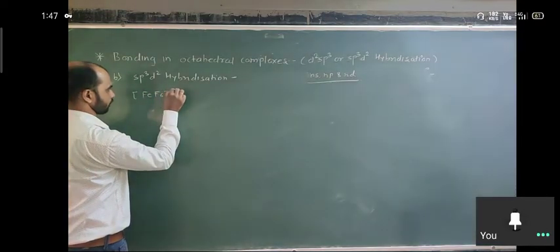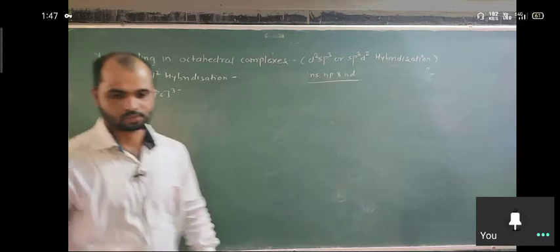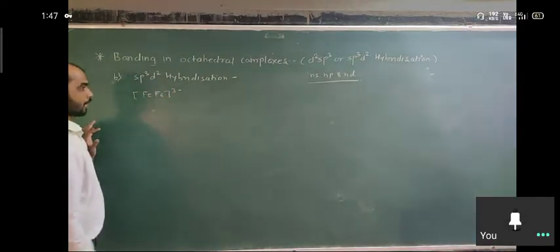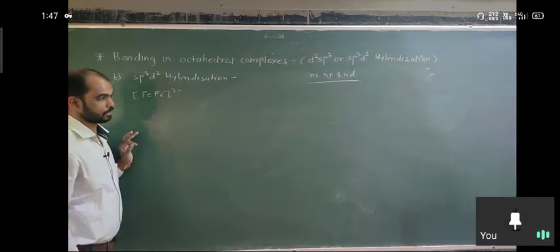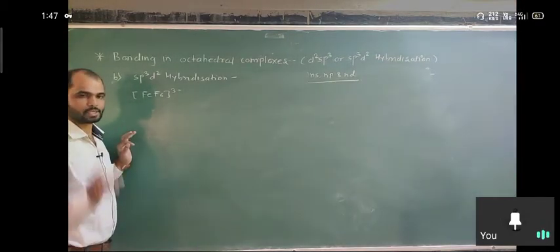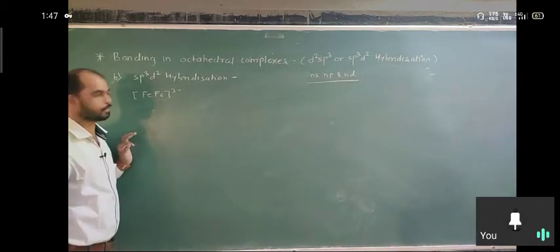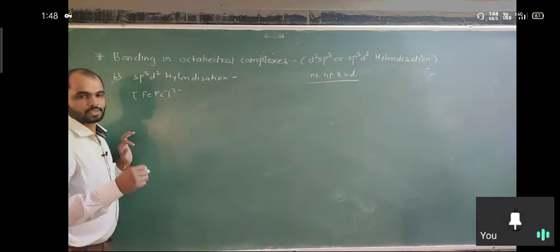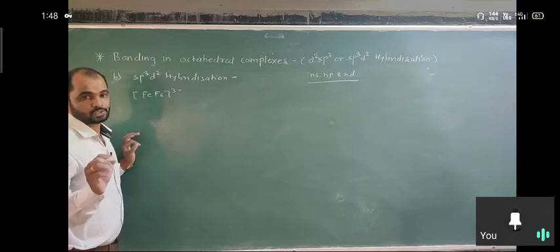Okay, so we are going to discuss some examples of sp3d2, and the first example is [FeF6]3-. When we discuss this one, after we explain the bonding, we compare it with the example of [Fe(CN)6]3-. Why this happens, we are going to discuss. It is again the failure of valence bond theory.